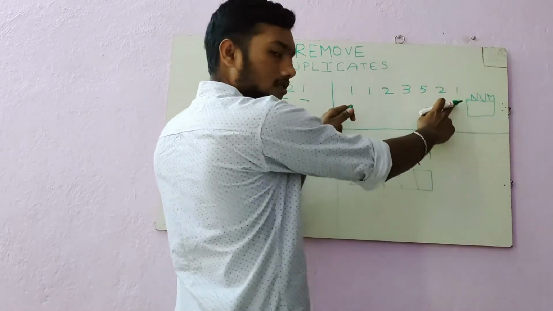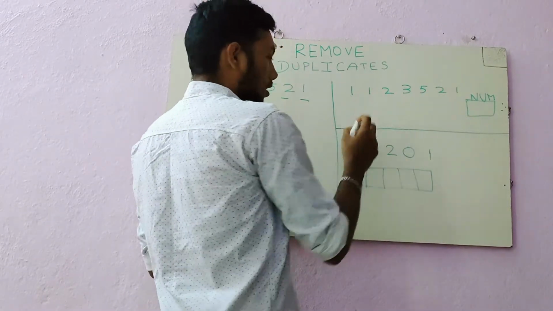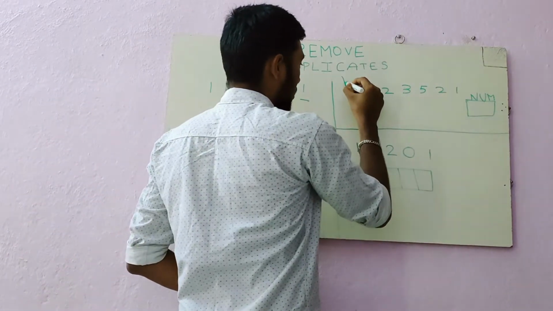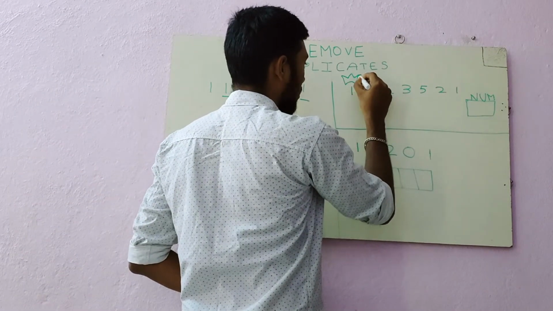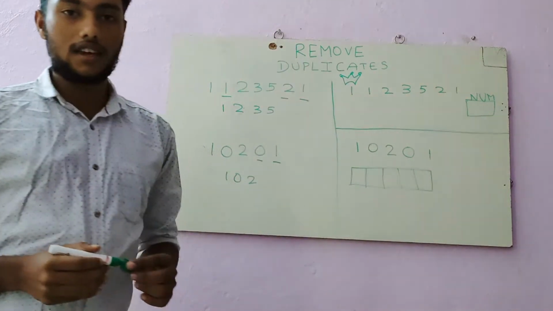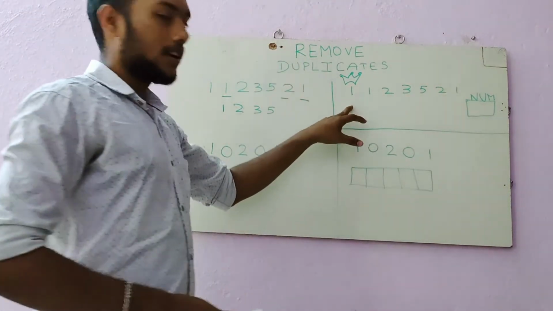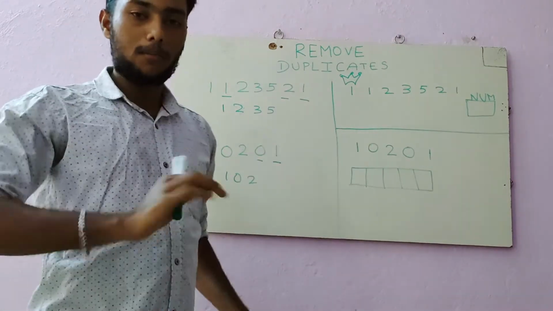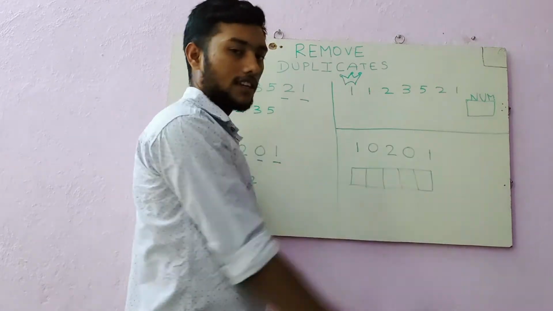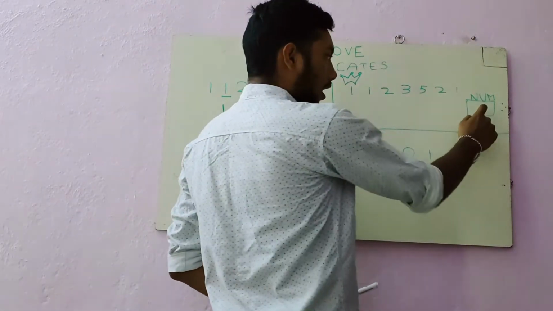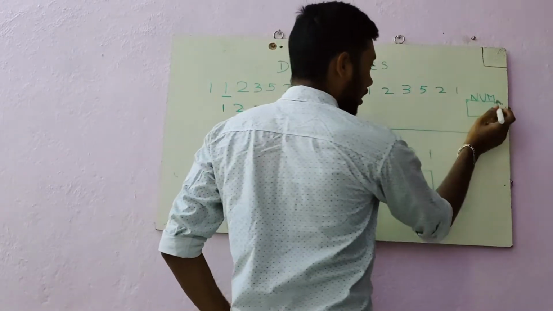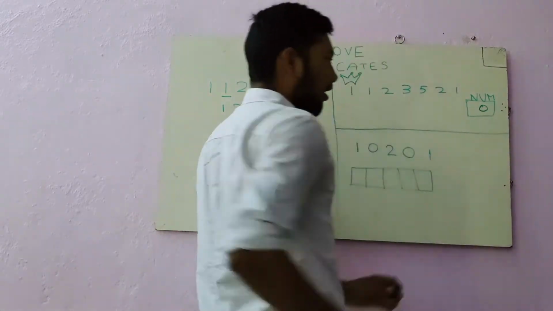Consider this array. This is an input array. And in this approach, always the first element is the king. Why is the first element the king? Because the first element of any array cannot be a duplicate value. So this first element is always the king. And we have another box, num, which stores the number of the original elements in the array. Initially it will be 0.